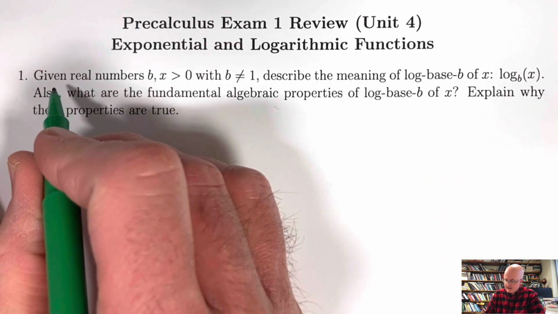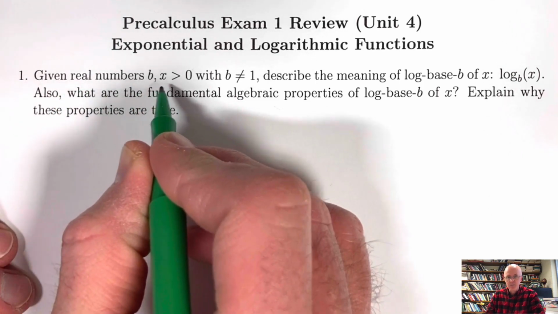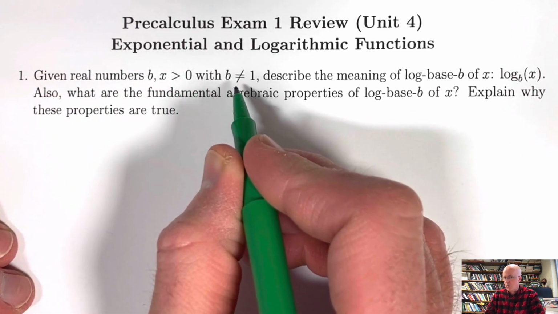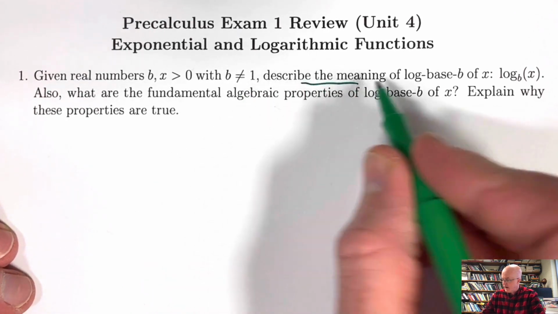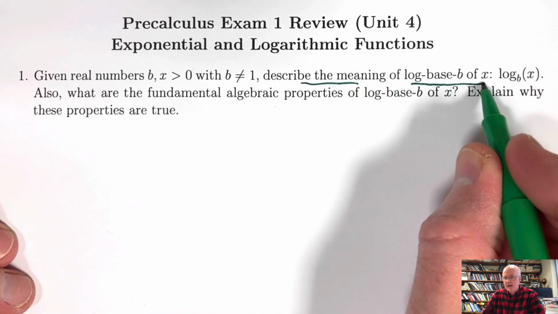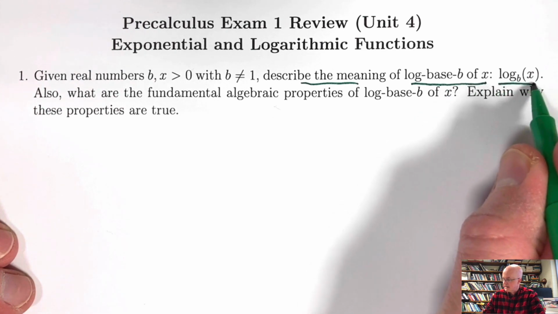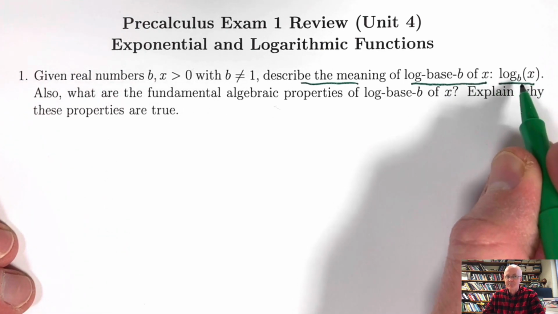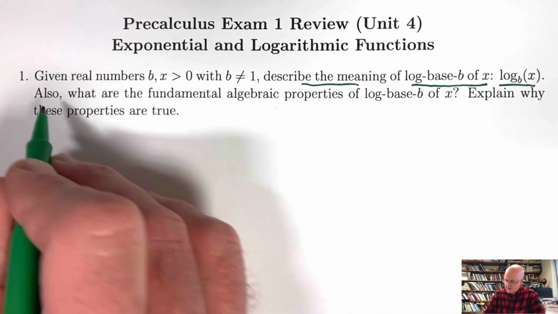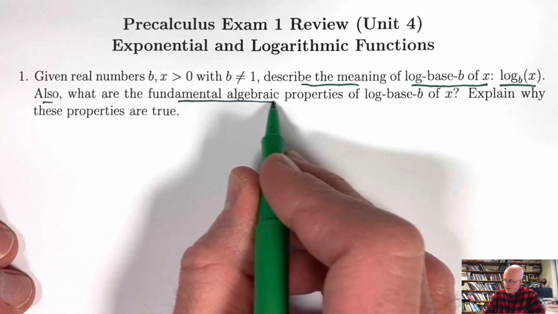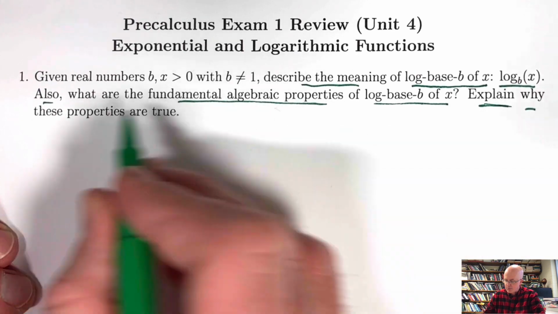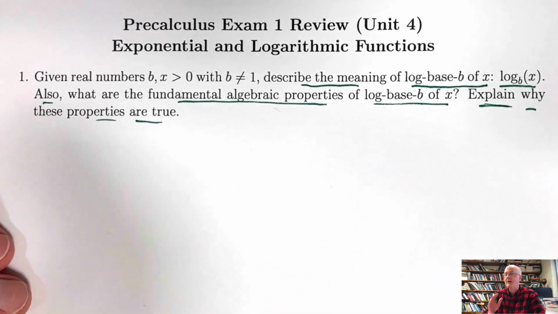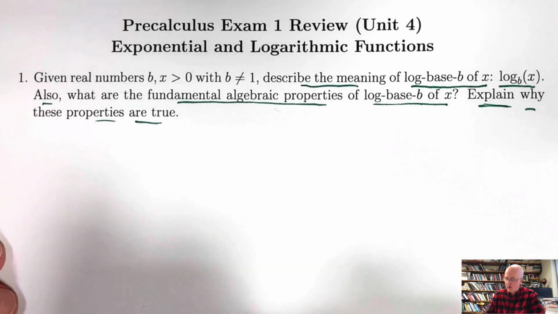Problem 1 says, given real numbers b and x that are positive, with b not equal to 1 because that's not interesting, describe the meaning of log base b of x. This symbol is described as log base b of x. Also, what are the fundamental algebraic properties of log base b of x? And explain why these properties are true. I'm not going to do full proofs, but I will give verbal explanations and I'll write equations.